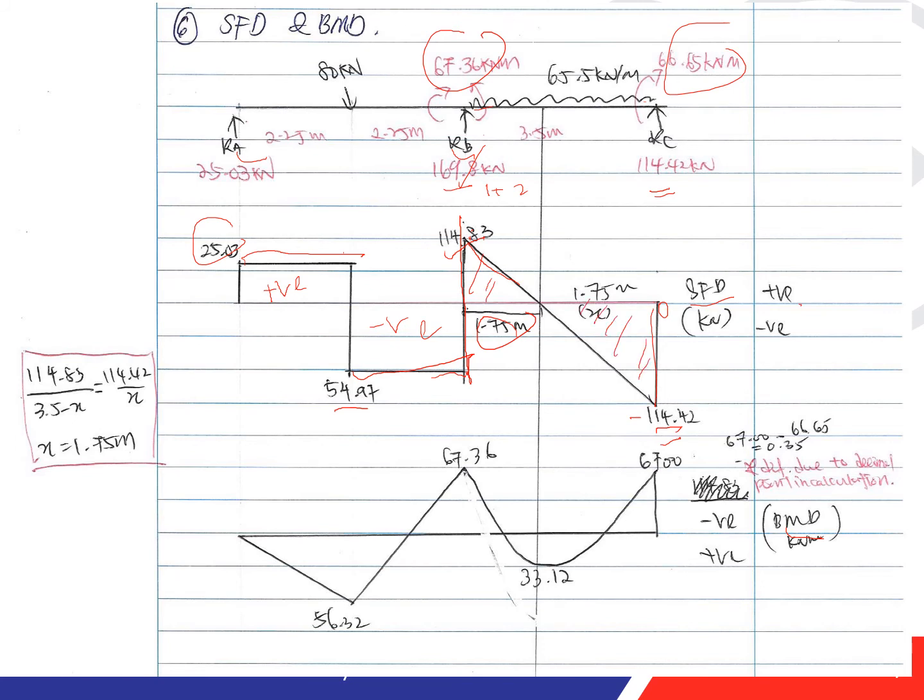So how do you calculate this area? If you forgot already, then you will use this method. 114.83 over 3.5, the total length minus x, equals 114.42 over x. So this is 3.5 minus x, and this is x. After you calculate this, you will get x equal to 1.75 meter.